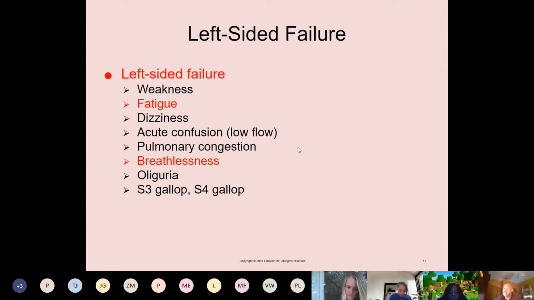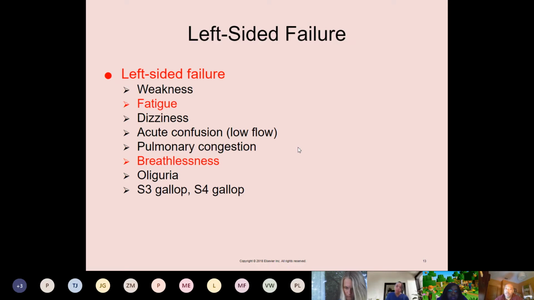Let me go back up. Weakness, you're not getting perfusion to your muscles. So you have weakness, you have fatigue. You're not getting perfused to your peripheral musculoskeletal system. Dizziness, not getting adequate perfusion to your heart, to your brain. Confusion, same thing. You're not perfusing your brain properly. Pulmonary congestion, blood is backing up into the pulmonary system. Breathlessness, remember the pulmonary side are the symptoms that you will see with left-sided heart failure. Oliguria, less than 400 cc's in I believe a 24-hour period of urine. You're not perfusing your kidneys, so you'll have a decreased urine output.